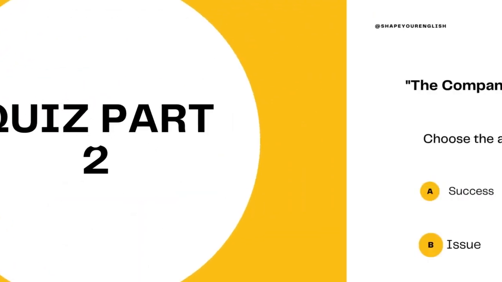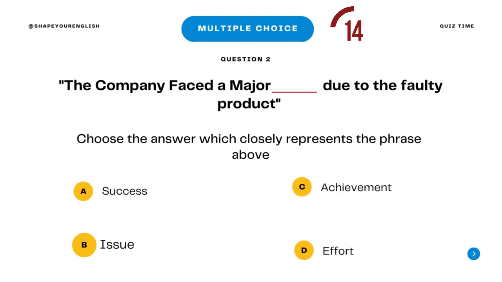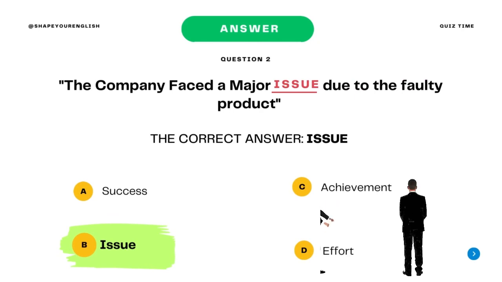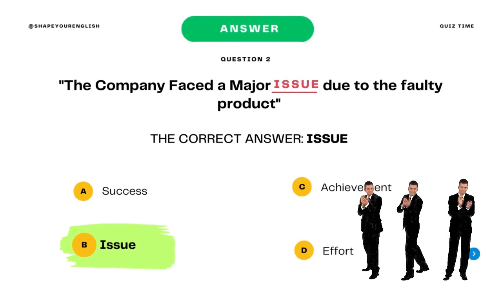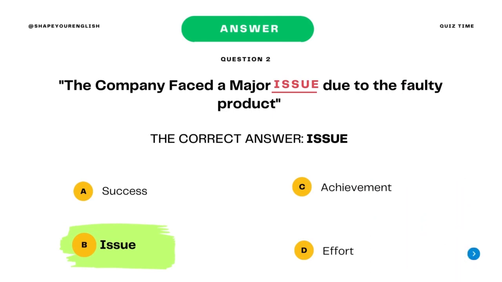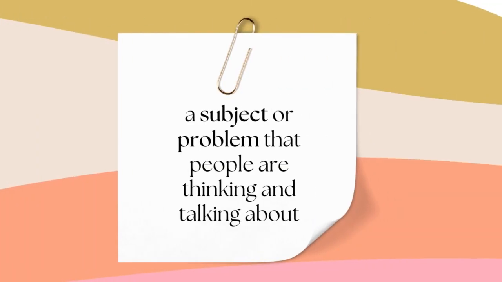All right, quiz part 2. Let's see what you do. Choose the answer which closely represents the phrase above. The company faced a major what due to the faulty product? Well done. Issue is a subject or problem that people are thinking and talking about. This is the definition of it. Well done.